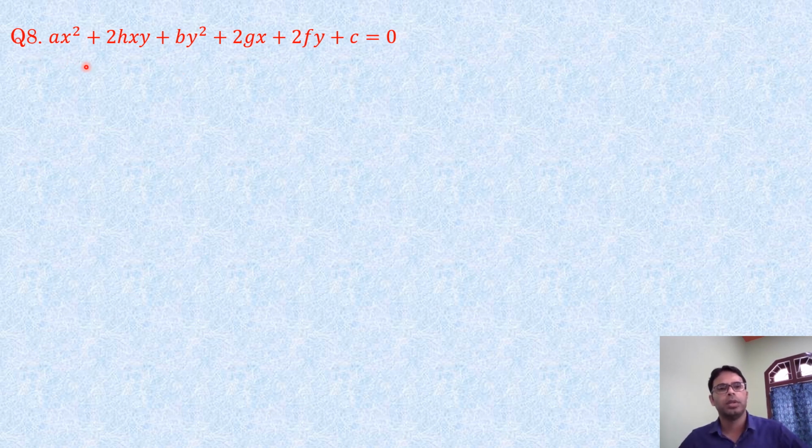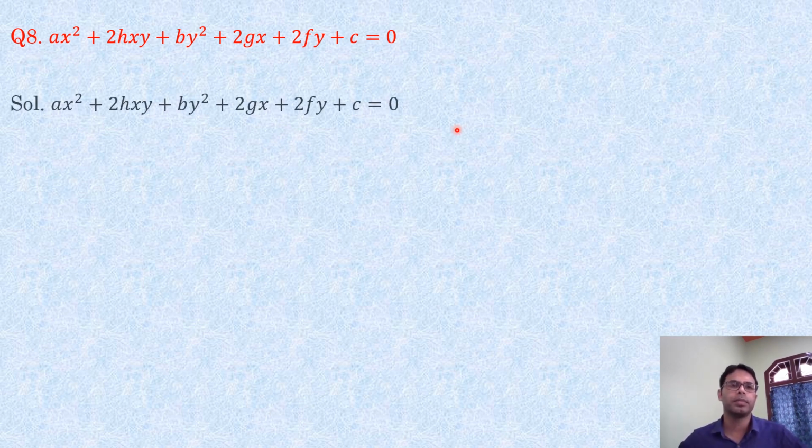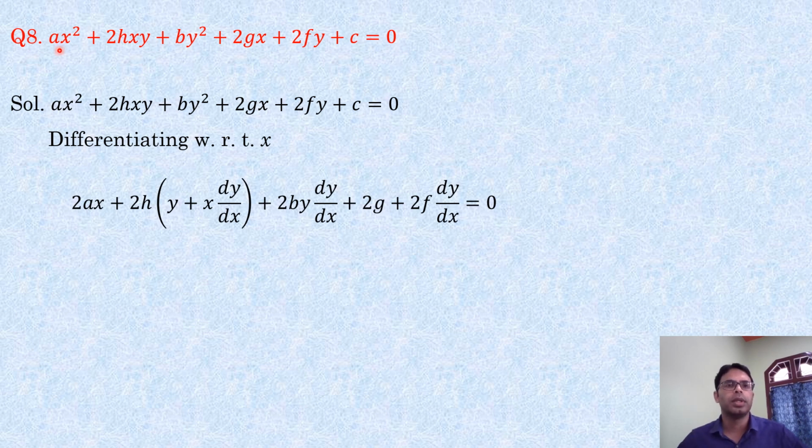So you differentiate this one, take the solution differentiating with respect to x. So a, h, b, g, f and c, all of them should be considered as constant. So x square derivative is twice x and written as 2ax. A is constant, so remaining same. So 2ax plus 2h is constant, remaining same.